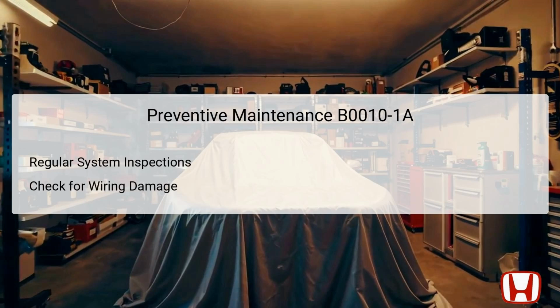To prevent potential triggering of DTC B0010-1A in the future, it is advisable to perform regular inspections of the airbag system. These inspections can detect wear and tear on components or wiring before they become problematic. Inspecting connectors and wires for damage or corrosion can help maintain system integrity. Furthermore, ensuring that there is no moisture or contaminant exposure to critical components is crucial in preserving operational functionality.